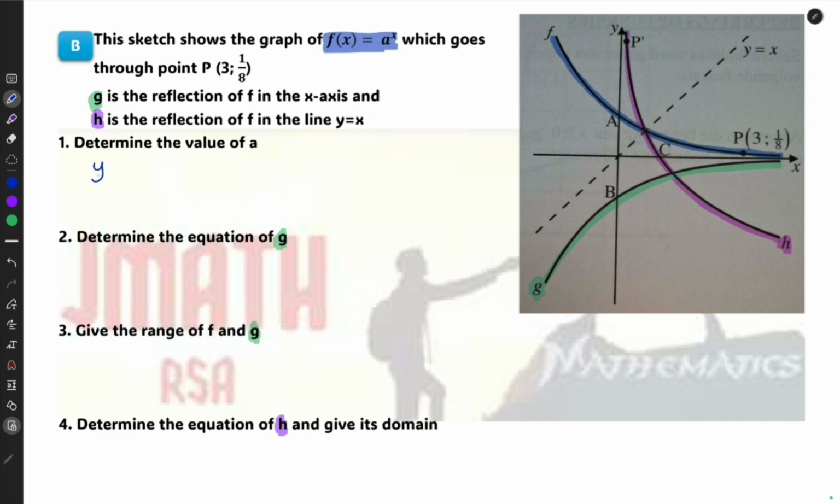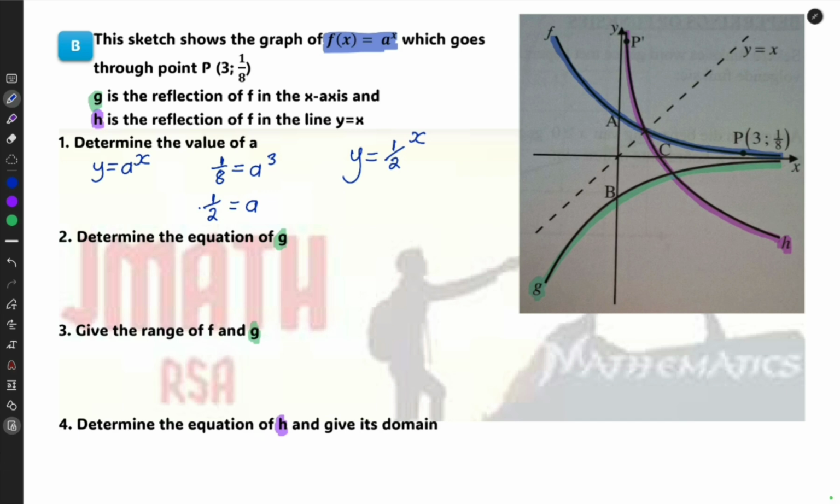So I know I can rewrite this as y equals a to the power x, but because they give me a coordinate, in the place of y I can sub in the 1/8, and then a to the power 3. Now I just cube root both sides, and therefore a is equal to the cube root of 1/8, which is a half. Okay, great. So now I know my blue graph is going to be y is equal to a half to the power x.